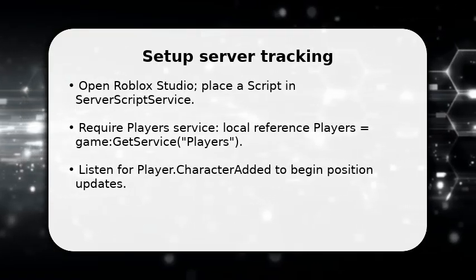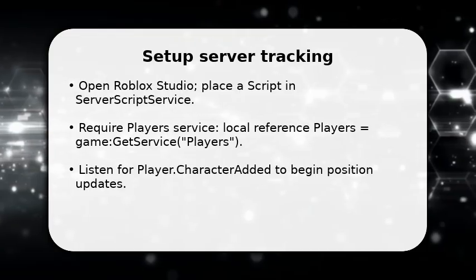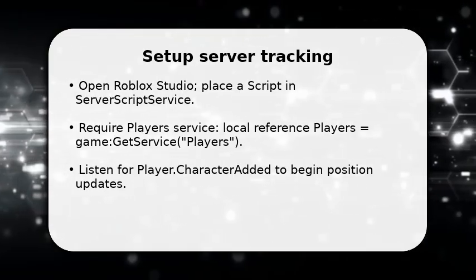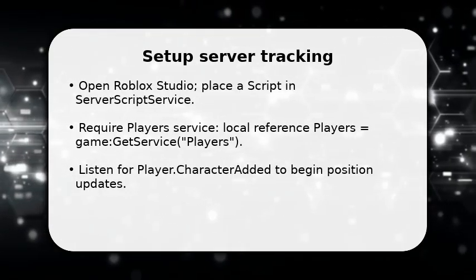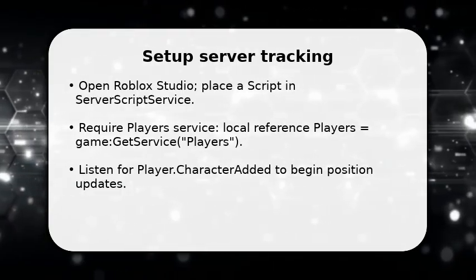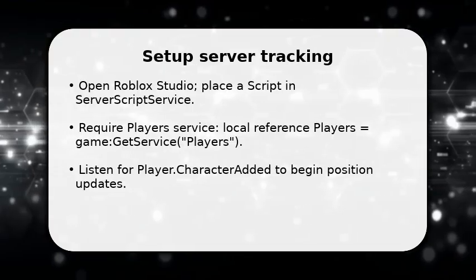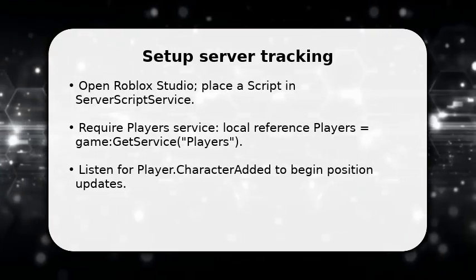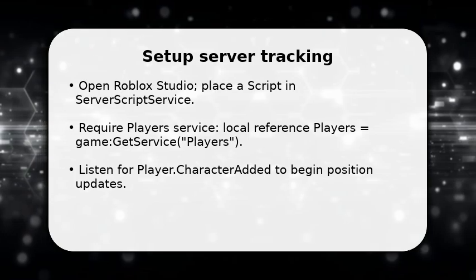Once the character spawns, cache the character's PrimaryPart, usually the HumanoidRootPart, and immediately read its position. Do this now, do not rely on the client. This guarantees accurate world coordinates and avoids spoofing or desync problems that happen when clients report positions.